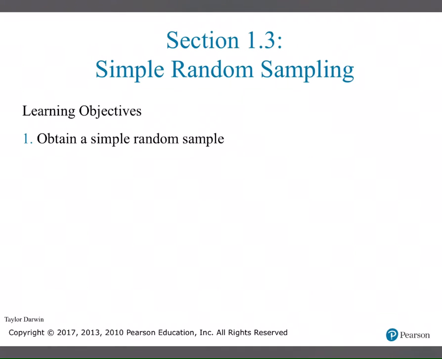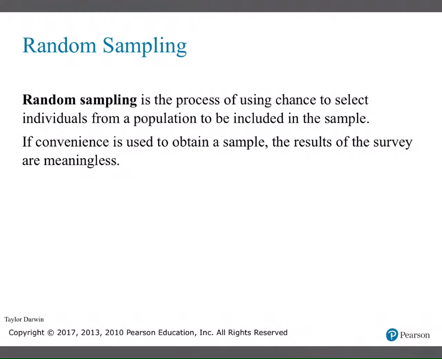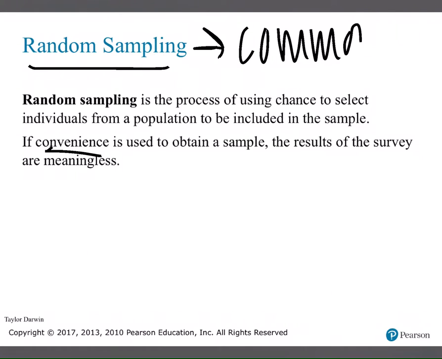Okay, section 1.3 is over simple random sampling, and the objectives here are to obtain a simple random sample. So first, random sampling is the process of using chance to select individuals from a population to be included in the sample. If convenience is used to obtain a sample, then the results are meaningless. We can't do the convenient thing. We have to make sure that our sampling is done well. And random sampling is a very common type of sampling.